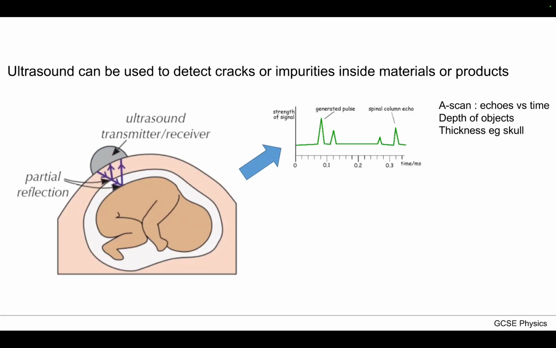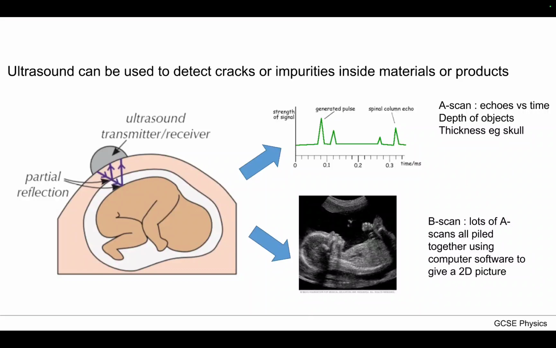So we use ultrasounds to look at babies, prenatal scanning, or instead of babies, I should say fetus. So on a scan, you've got echoes versus time, which is typically what you'll get in your exam, and you'll have to do calculations off of it. We'll do some in a moment. B scan, lots of A scans all piled together, and then use a computer to compile an image to give a 2D picture.